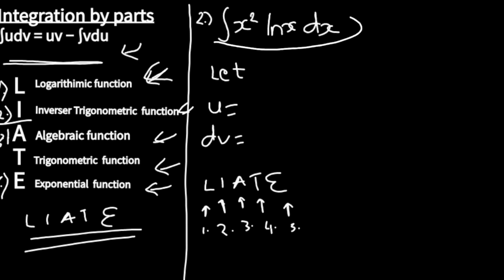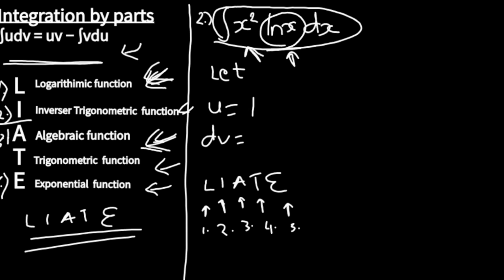So in this integral we are given here, we have x squared, an algebraic function, and we have ln x, a logarithmic function. So which one will be our u? Looking at LIATE, a logarithmic function has a higher priority than an algebraic function, right? So our u is going to be ln x, because an algebraic function is at the third priority. Now, the remaining part is x squared dx.